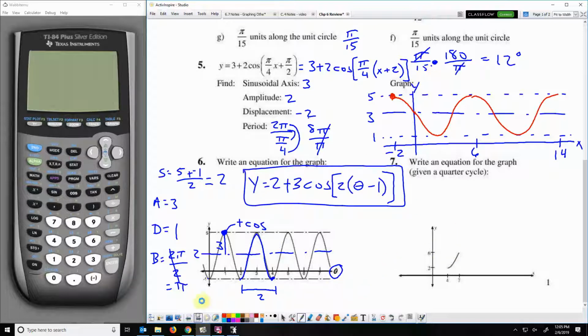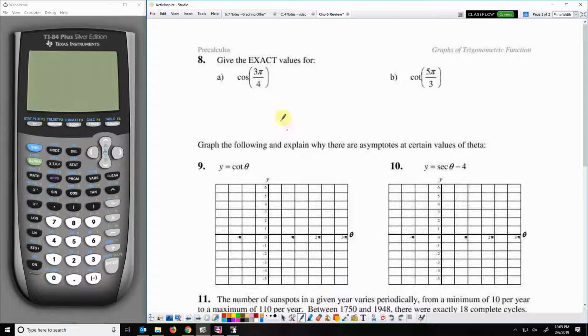We're going to skip number 7 and move on to the back page. Okay, exact value for cosine, 3 pi over 4. So cosine is an x value. On a unit circle, I've got 1/4, 2/4, 3/4 right there. That is 2 positions to the left, so the x value is negative root 2 over 2. Remember, it's 1 over 2, root 2 over 2, root 3 over 2, 1. Same going up, 1 over 2, root 2 over 2, root 3 over 2, 1.